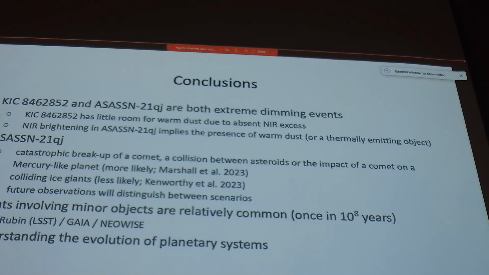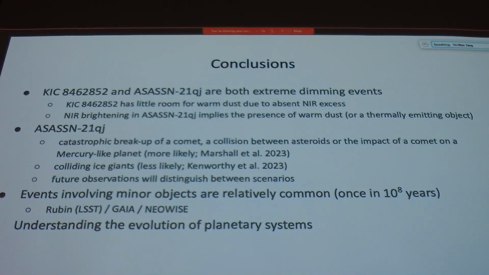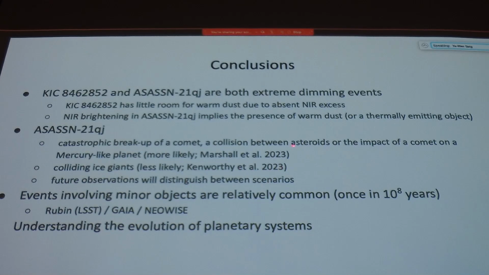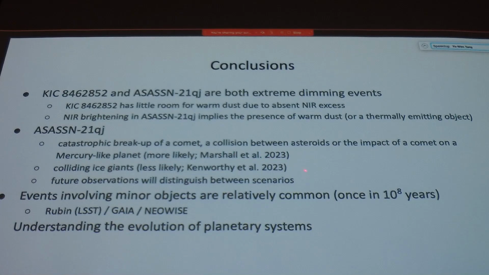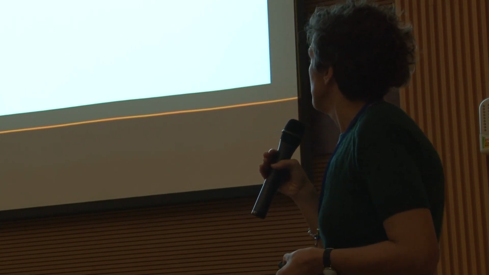So my conclusions are that both the Kepler object that we looked at with Paul and ASAS-SN21QJ are extreme dimming events, but unlike the Kepler object, in ASAS-SN21QJ we actually see a bright near-infrared component, which implies the presence of warm dust or perhaps a thermally emitting object. We explain this by the catastrophic breakup of a small body inside the orbit of Mercury, or what would be the orbit of Mercury, but other scenarios exist involving colliding ice giants, and future observations will distinguish between these scenarios.